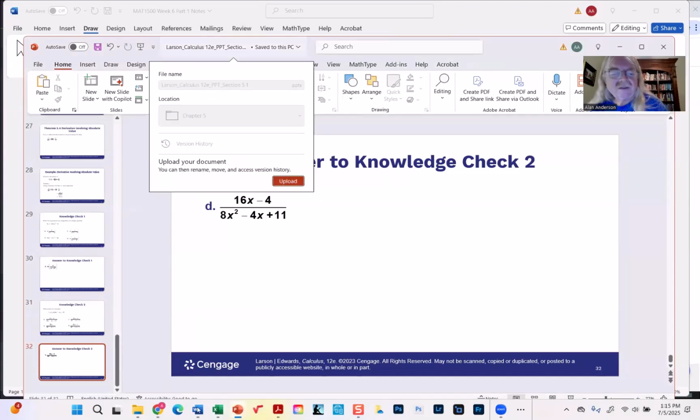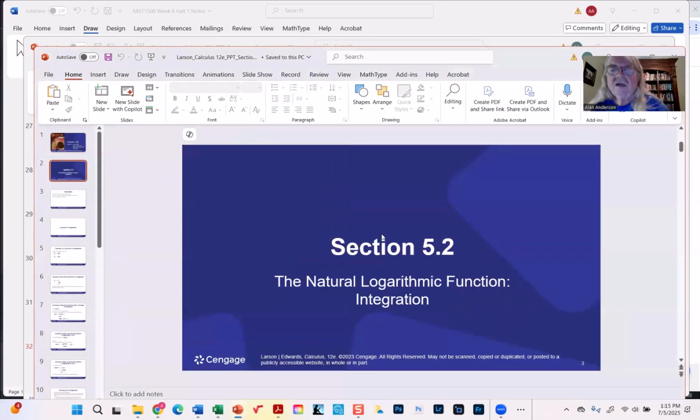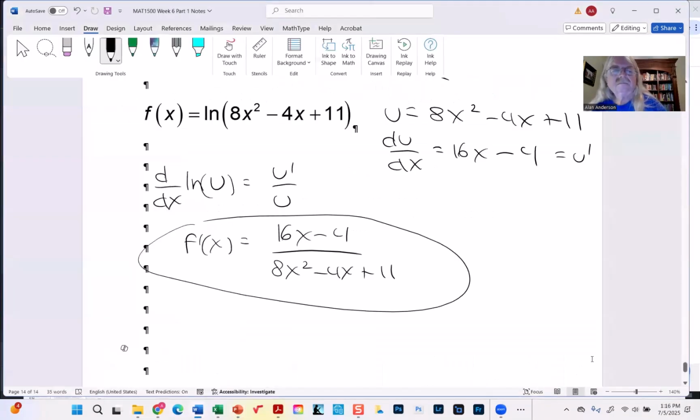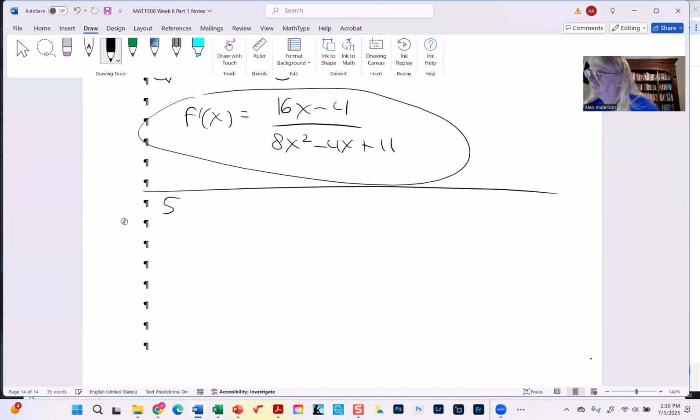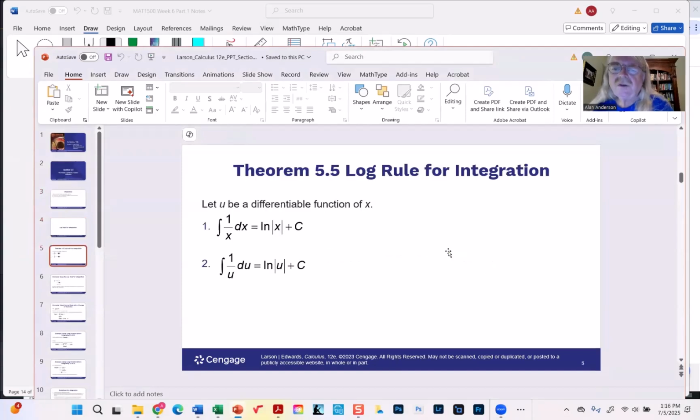So what's coming up in 5.2? Let's find out. Aha. So now we're going to see what integration is like using natural logs and exponentials like e to the x. So if we know how to do derivatives, we should be able to figure out how to do integrals. All right, here we go. So first, they're going to give us a rule for integration.